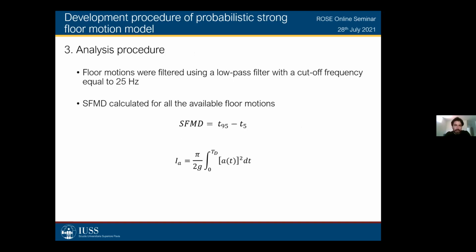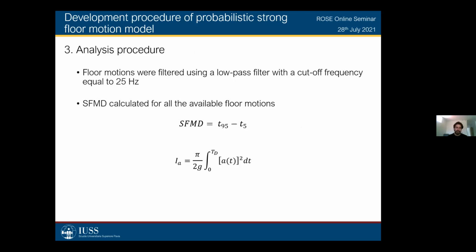So now regarding the analysis procedure, that is the third phase of the framework, basically. It consists of performing all the analysis, as I said before, and doing the post-processing. That is what I'm going to speak about right now.